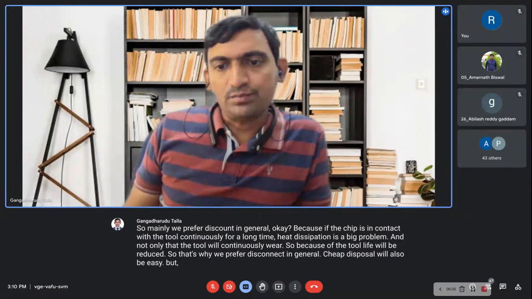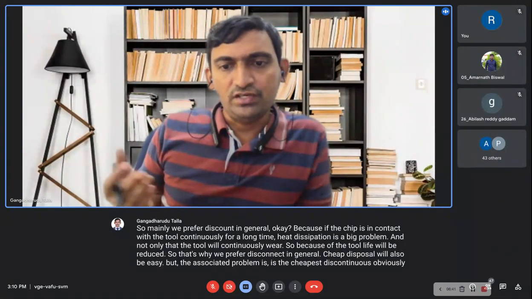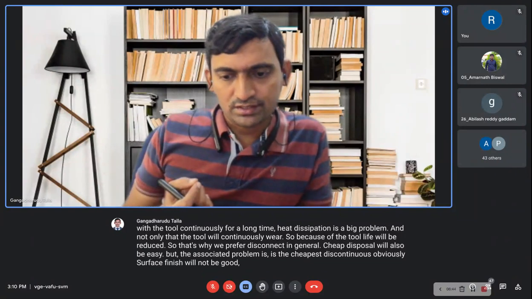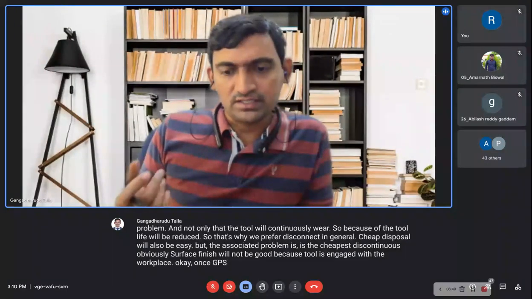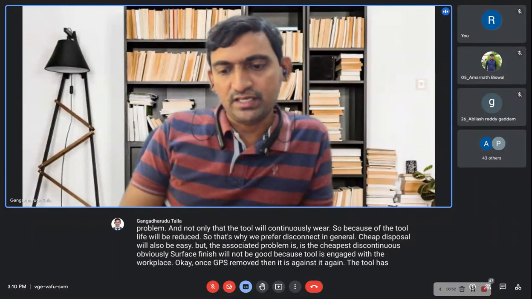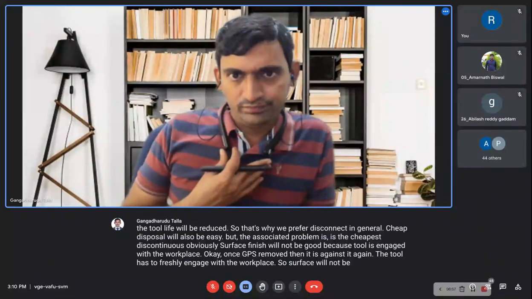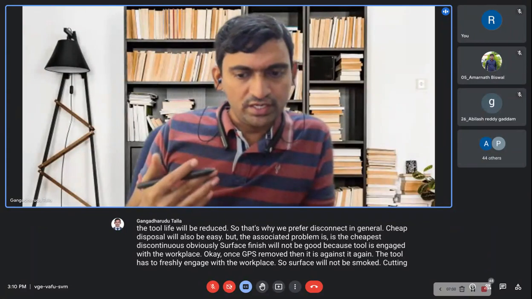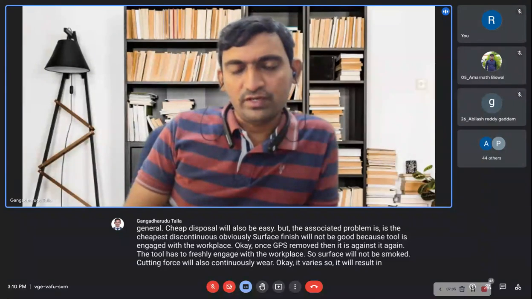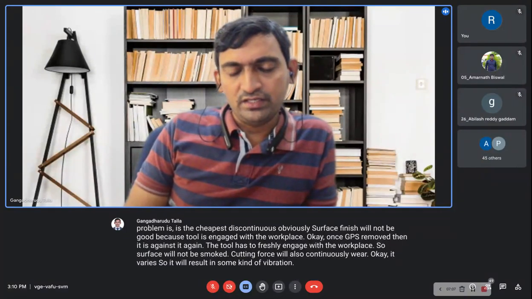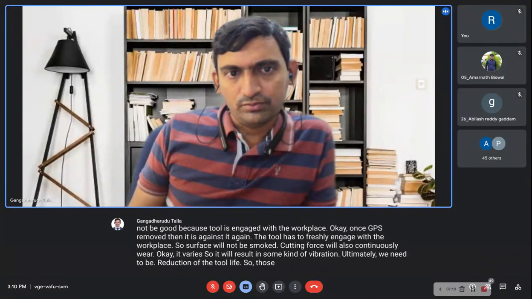But the associated problem is if the chip is discontinuous, obviously surface finish will not be good, because the tool is engaged with the workpiece, one chip is removed, then it is disengaged. Again, the tool has to freshly engage with the workpiece. So the surface will not be smooth. Cutting force will also continuously vary, so it will result in some kind of vibration. Ultimately, it will lead to the reduction of the tool life. So those are associated problems.